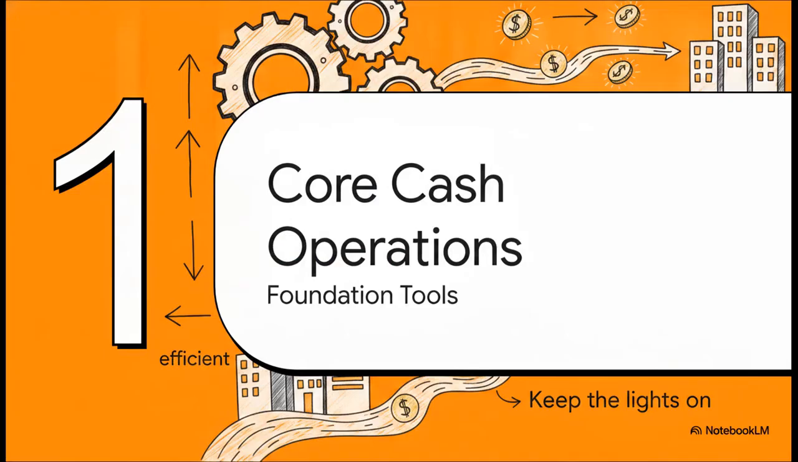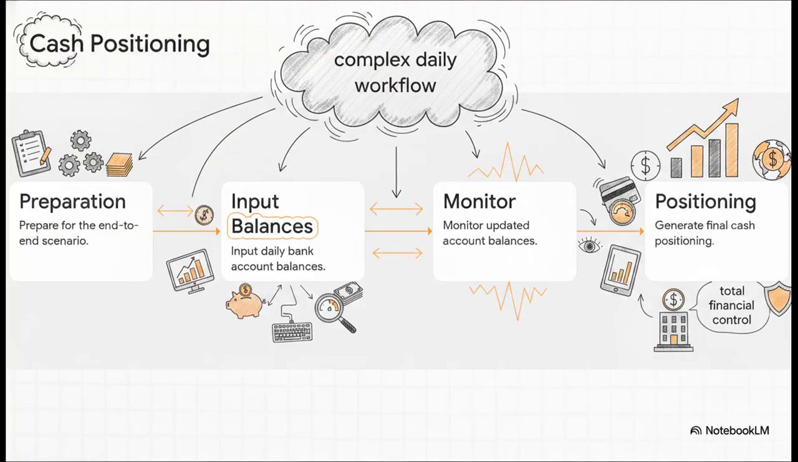Starting off with Section 1, Core Cash Operations. Look, generating a cash position isn't some kind of dark magic, right? It actually follows a super methodical 4-step daily workflow. It starts with preparation. Then you move directly into inputting those bank account balances, followed by monitoring the balances, and finally cash positioning. That's your end-to-end scenario based on imported bank statements. And when you lock into this flow, you get this immediate, reliable overview of your current financial situation across all your bank and clearing accounts. It's an absolute game changer.